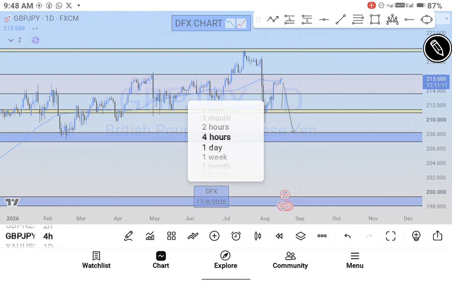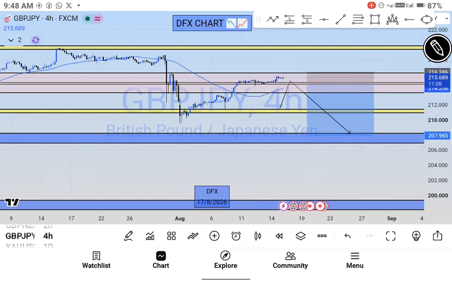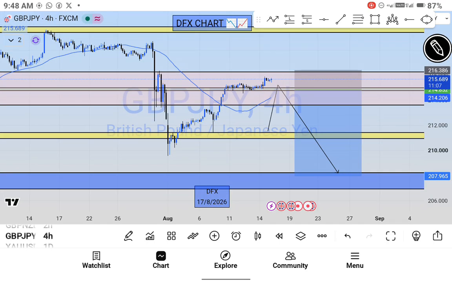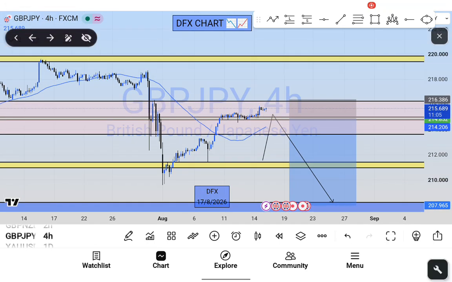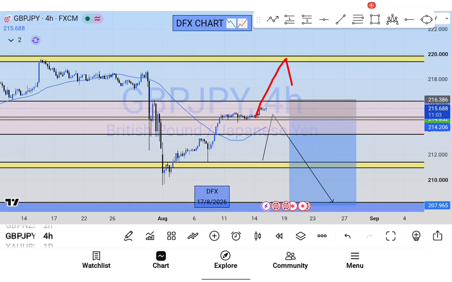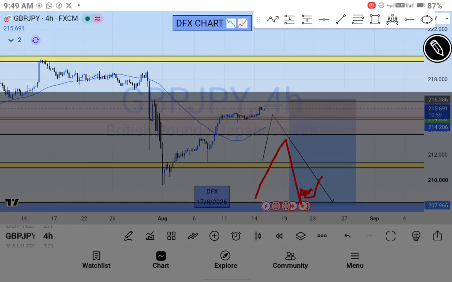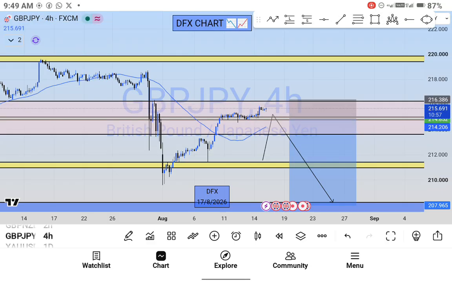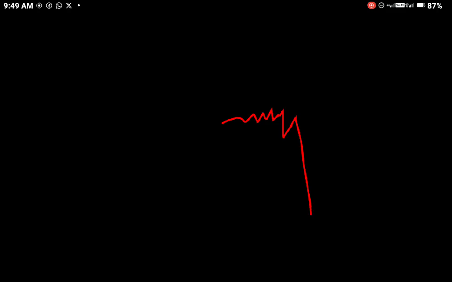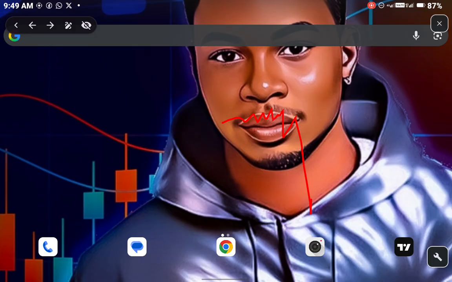So I'm still bearish on this trade unless we have a break above, then we retest it, then I'll start looking for a buy. But for now, I'm still bearish. So I'll be waiting for the market to do its thing. Once we have a break below here, retest, then we sell to the downside. Okay.